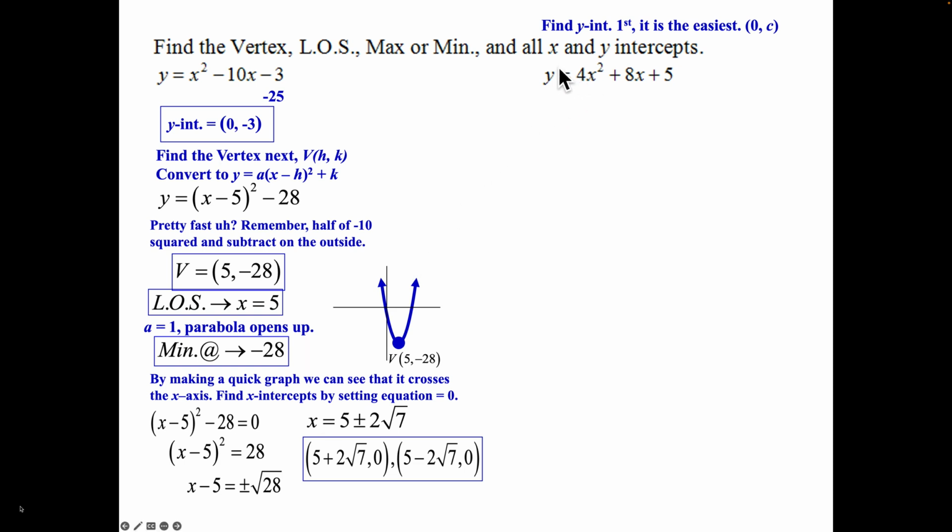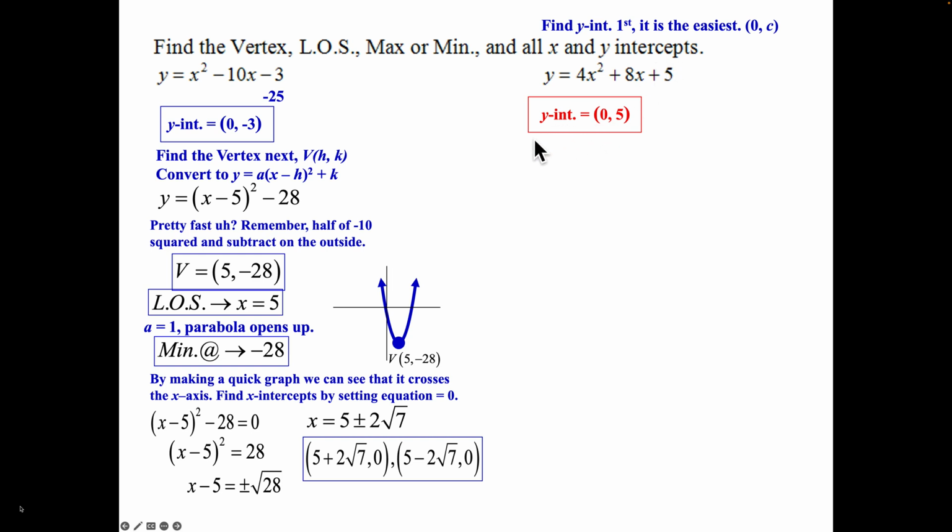All right, here we have y equals 4x squared plus 8x plus 5. Probably don't want to complete the square. I'm probably going to go to my vertex formula. But first, quickest and easiest, y-intercept, 0, comma 5. There it is. That's my y-intercept.